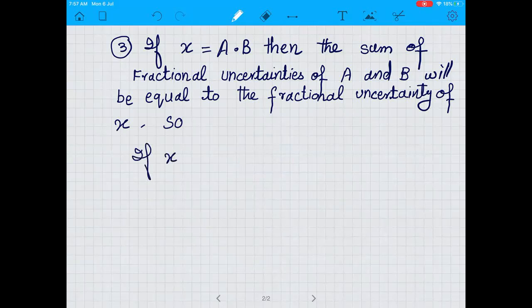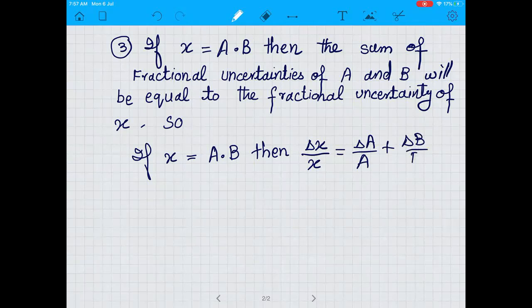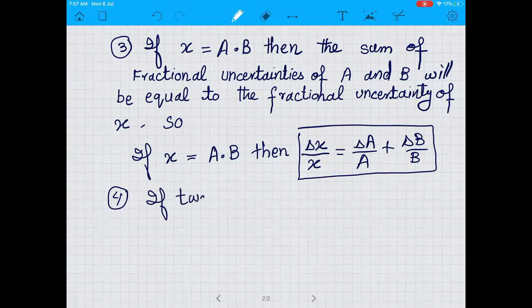So basically, if X is A into B, then fractional uncertainty in X will be equal to fractional uncertainty in A plus fractional uncertainty in B. Sum of fractional uncertainties of A and B will be equal to the fractional uncertainty of the answer of the product.